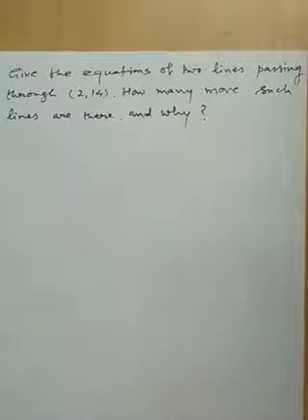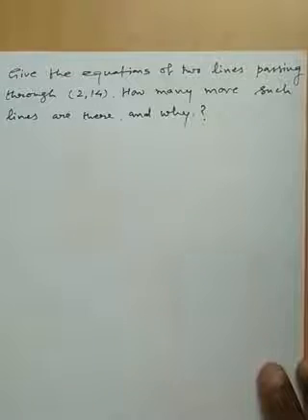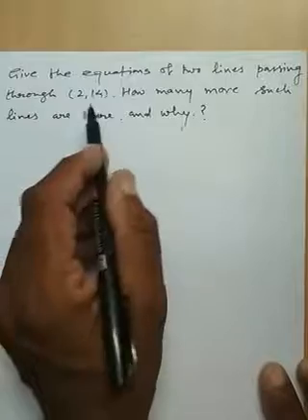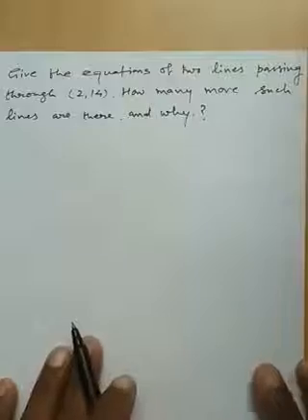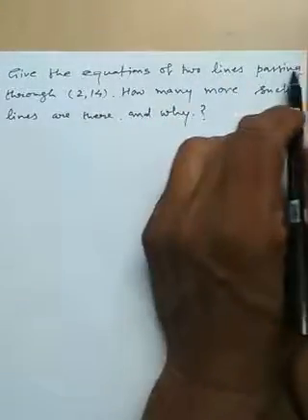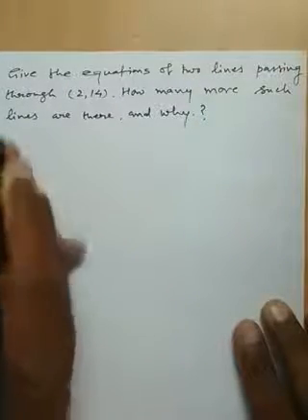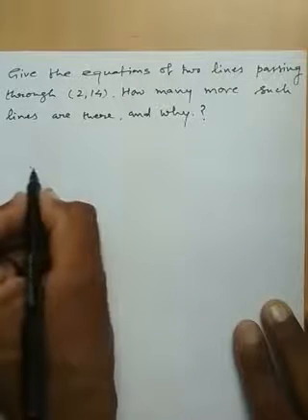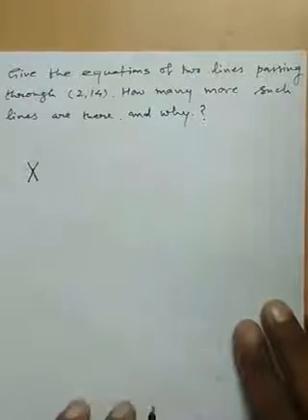Give the equation of two lines passing through the point (2, 14). 2, 14 is the given point and find the equation of two lines. Again, how many more such lines are there? For this point, how many more such lines can pass through it and why? This is our question. So first of all, find the equation of two lines passing through this point (2, 14). Suppose this is the point (2, 14) in a coordinate plane, and find the equation of two lines, first line and second line.